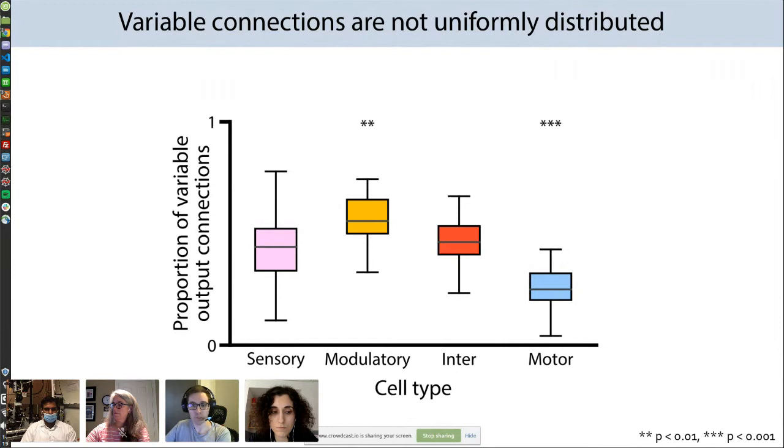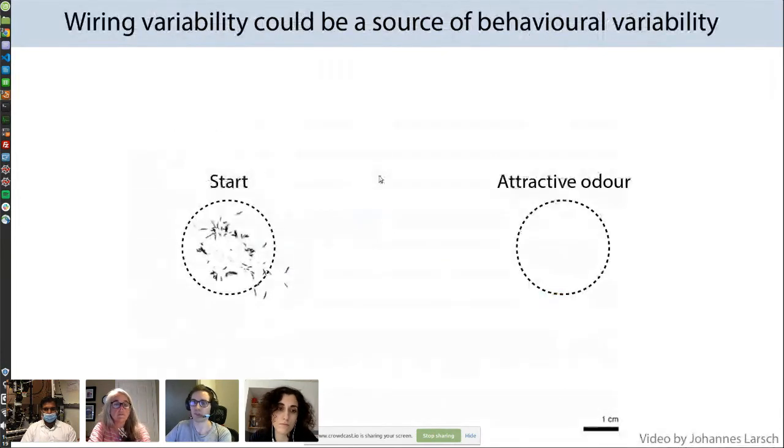But this non-uniform distribution of variable synapses suggests that variability is in some way regulated and may be functionally important. And this makes sense because even in highly isogenic populations, behavior is variable. This is clear when giving the C. elegans the choice between 2 different odors, for example.